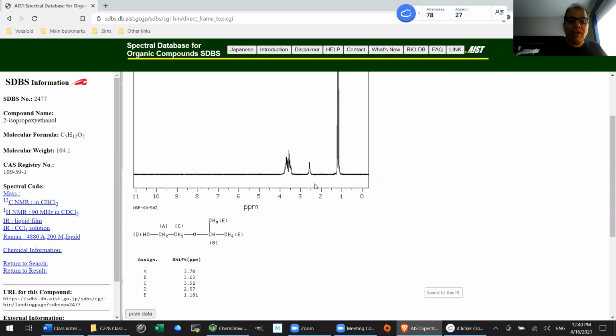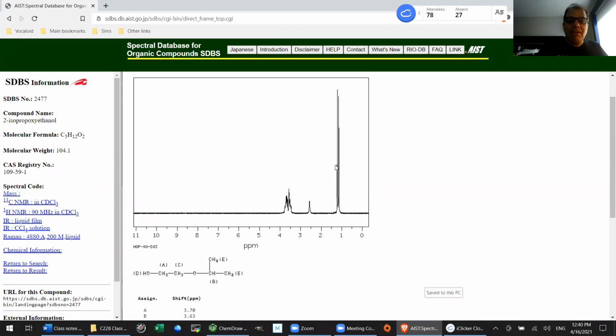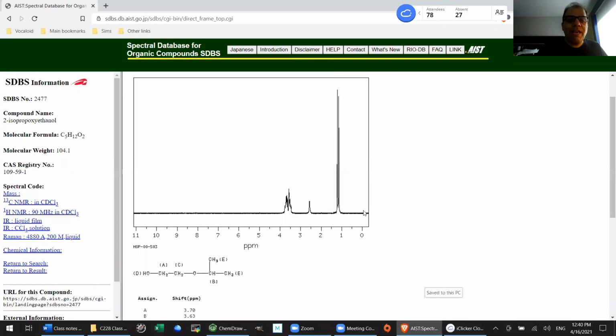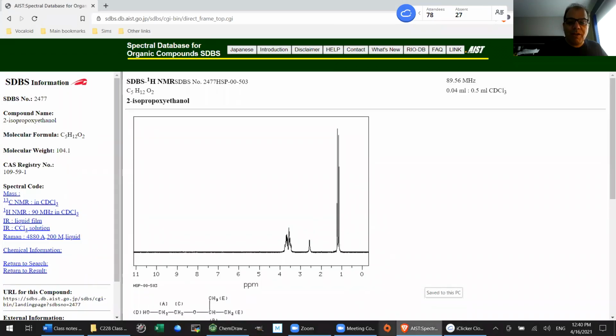D is 2.57, yep. And then remember how we had an isopropyl group before where the 6H resonance was split into a doublet by the adjacent 1 hydrogen. This is a little bit messy over here. Let me see what happens when we estimate that on ChemDraw. So what was it again? 2-isopropoxyethanol.